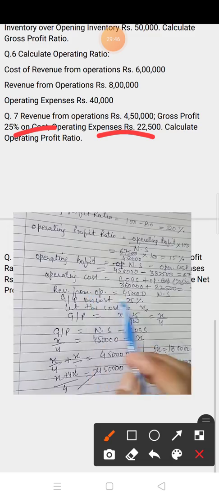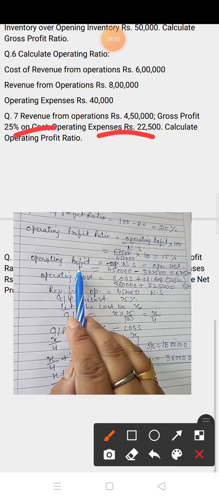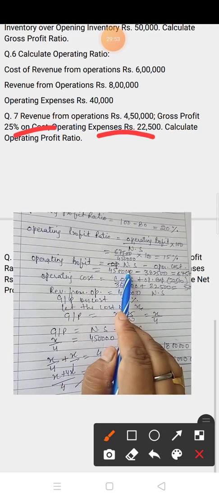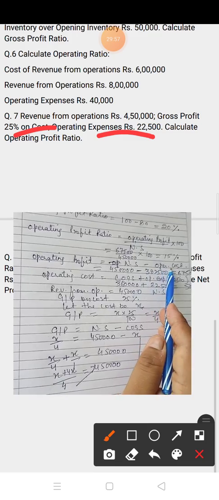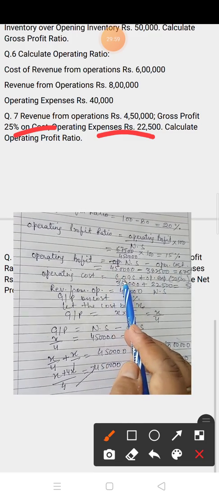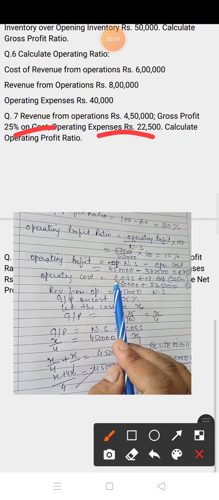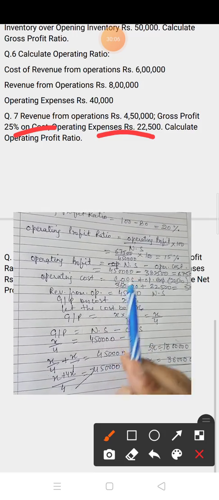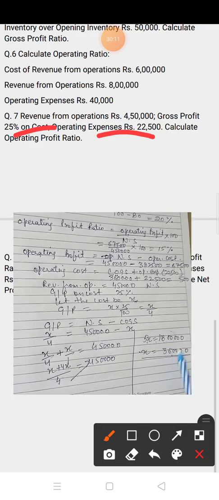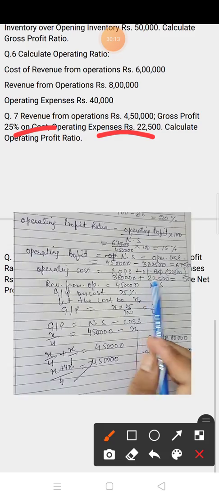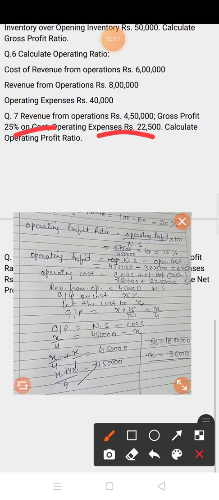So overall you have to find out the operating profit. So for operating profit, one formula you have to learn, that is net sale minus operating cost. And operating cost formula you already know, that is COGS plus operating expenses. And in this question, cost of goods sold is not given. So first calculate cost of goods sold. So from cost of goods sold you can find out the operating cost. In this way you have to solve this question.